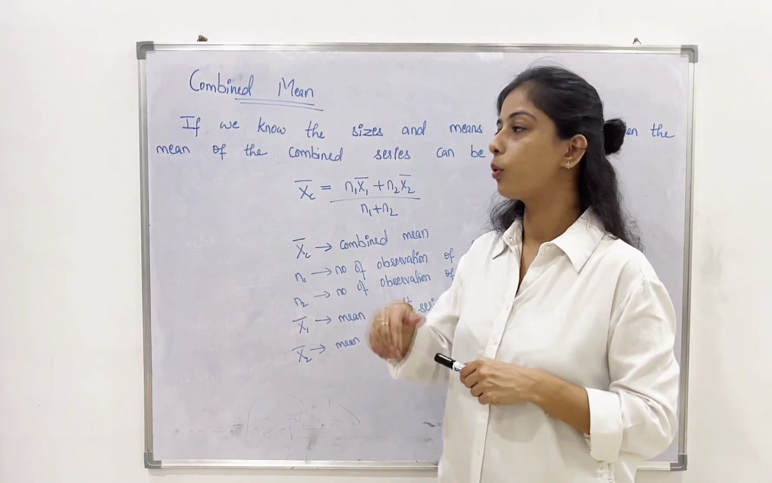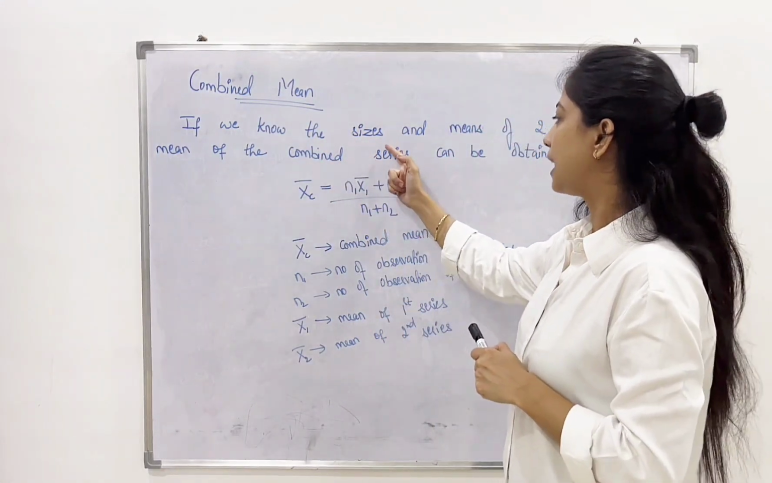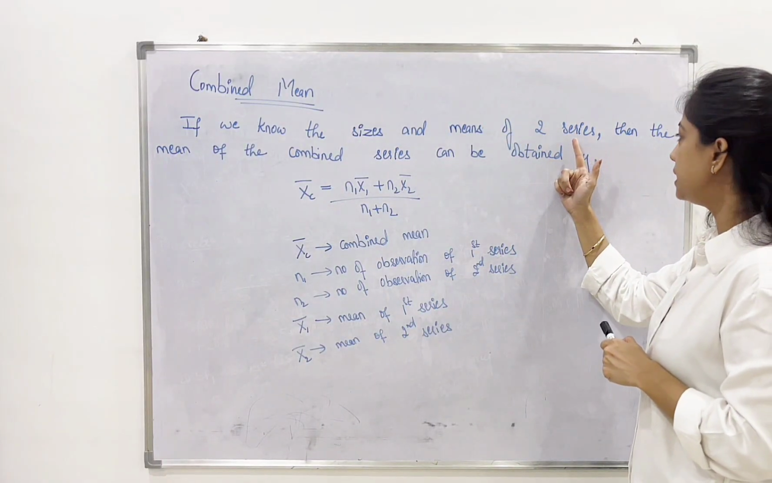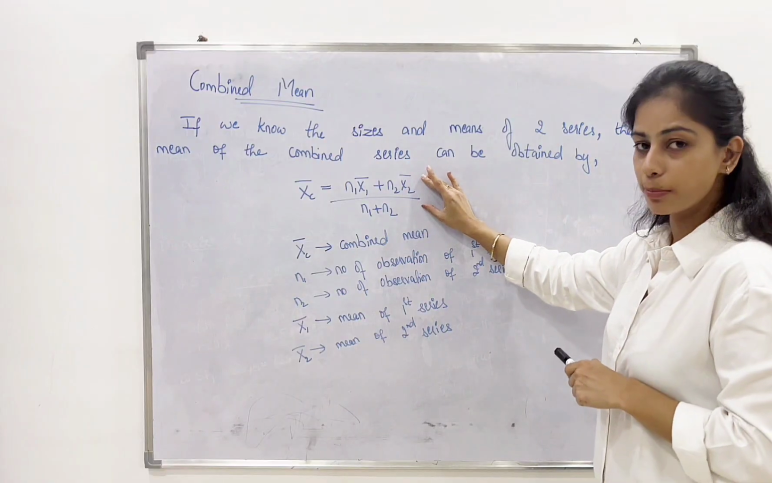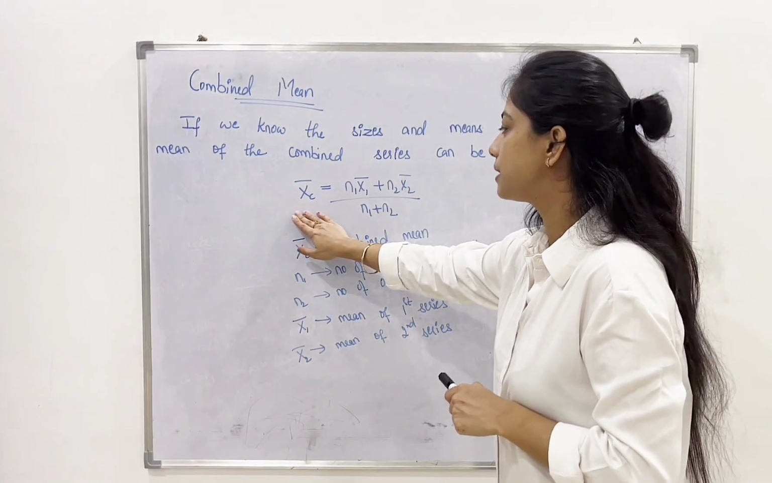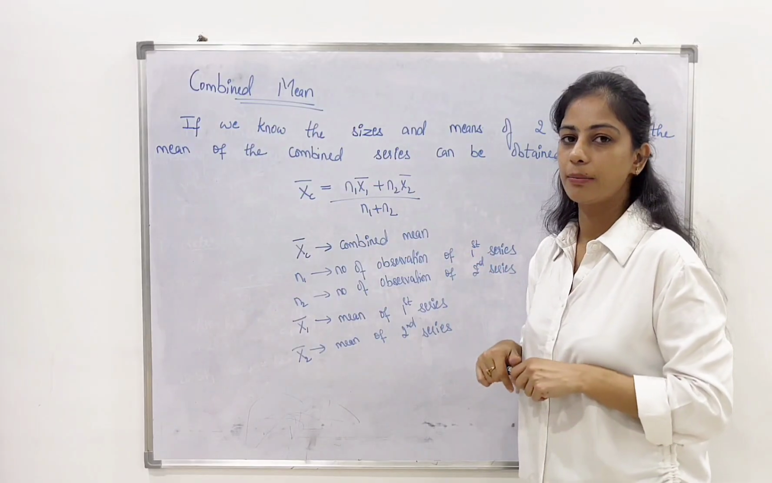Now, let us look at what we mean by combined mean. If we know the sizes and the means of those series, then the mean of the combined series can be obtained by this particular formula: x bar c is equal to n1 x1 bar plus n2 x2 bar divided by n1 plus n2.